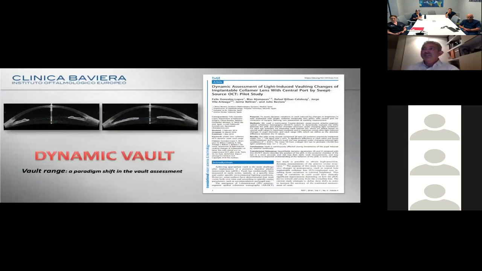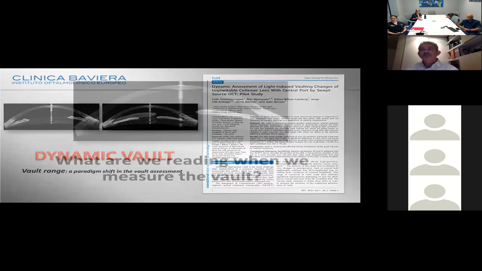Observing and measuring this vault variation that occurs when varying external light conditions, we published a couple of years ago this paper where we introduce the concept of dynamic vault, defining new measurement parameters that describe in a more physiological way the movement of the phakic IOL and the anterior segment. For this, we defined the vault range, a new measurement concept, but we consider a paradigm shift in the vault assessment in posterior chamber phakic IOL.